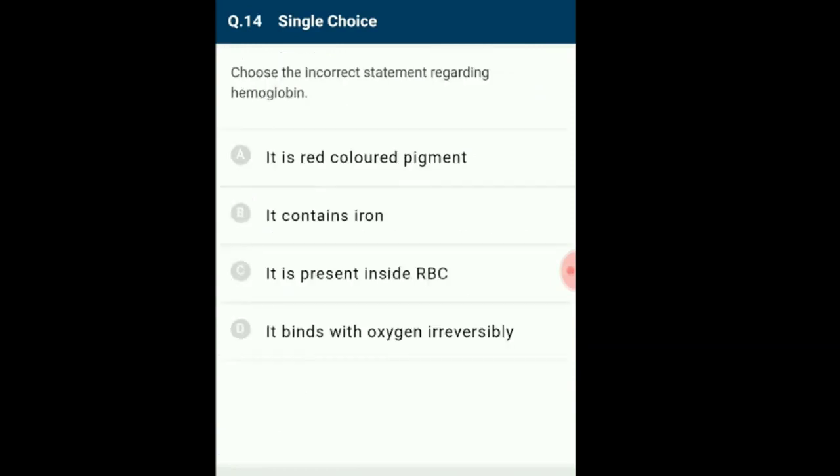Question number 14. Correct statement regarding hemoglobin. Hemoglobin is a protein found in red blood cells that is comprised of 2 alpha and 2 beta subunits that surround an iron containing heme group. Oxygen readily binds the heme group. The ability of oxygen to bind increases as more oxygen molecules are bound to heme. So the answer is option D. It binds with oxygen irreversibly.